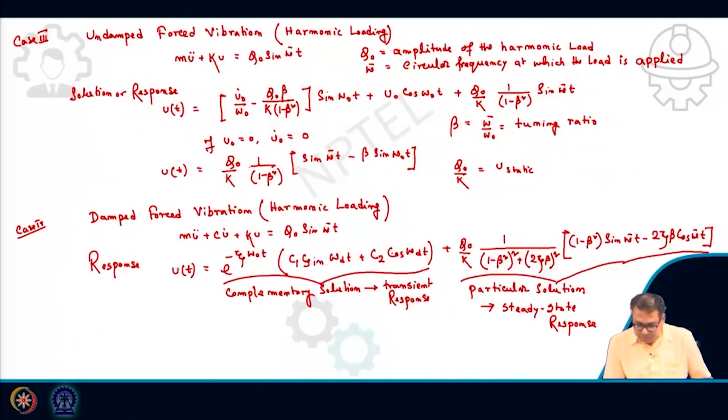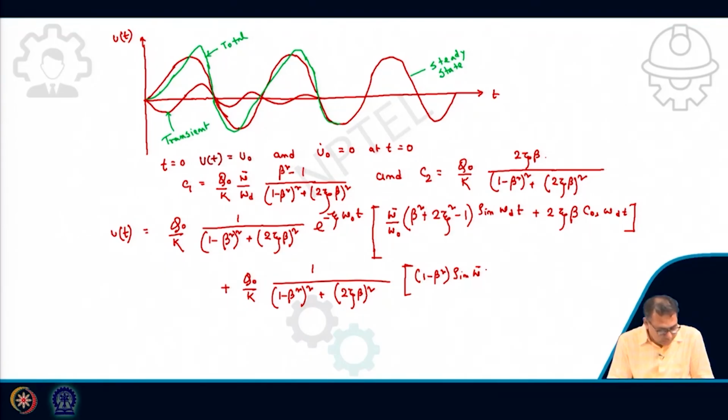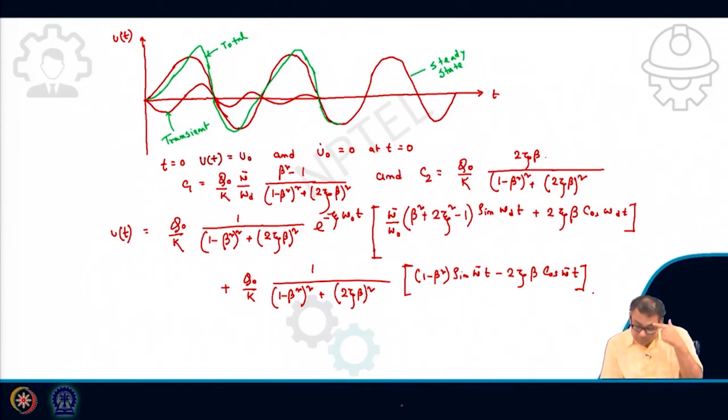Okay, but still some portion is there, the particular solution, the steady state portion. That will be Q0 by K, 1 divided by 1 minus beta square whole square plus 2 damping ratio beta whole square, then 1 minus beta square sine omega bar t minus 2 damping ratio beta cos omega bar t. So this is the total response that we will get.